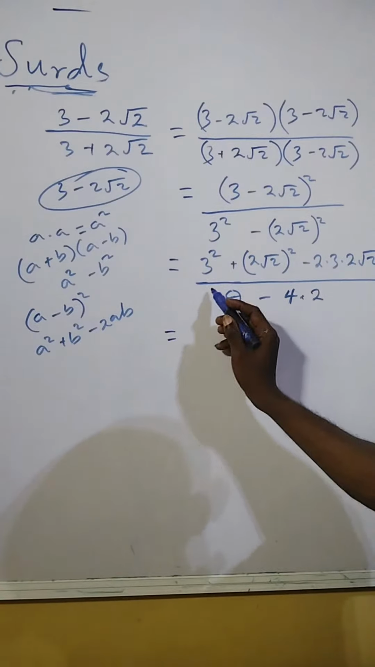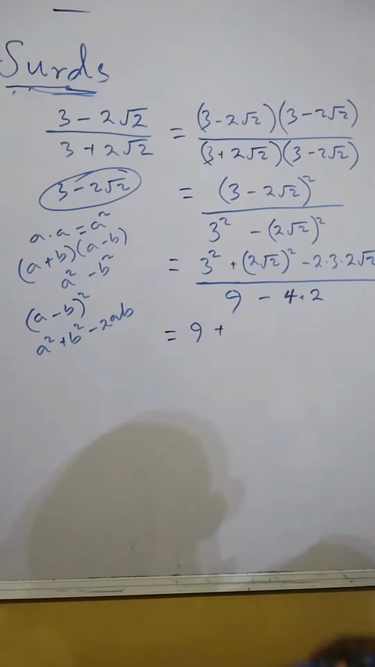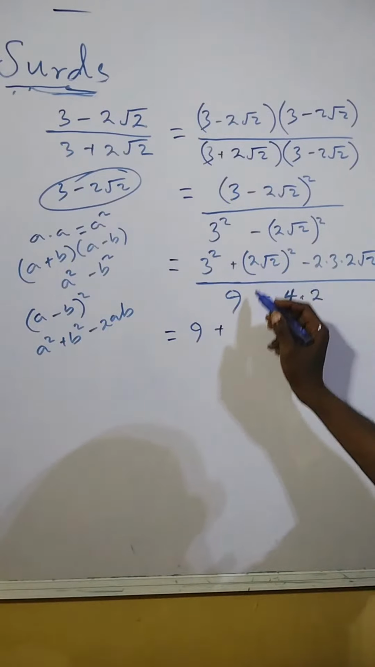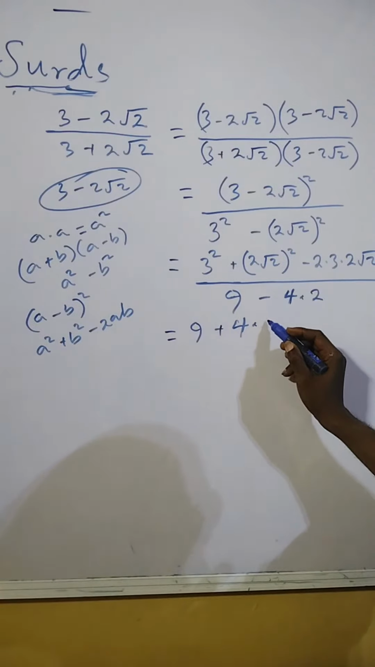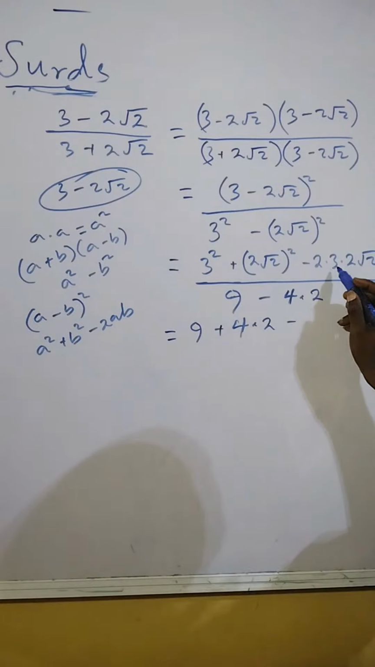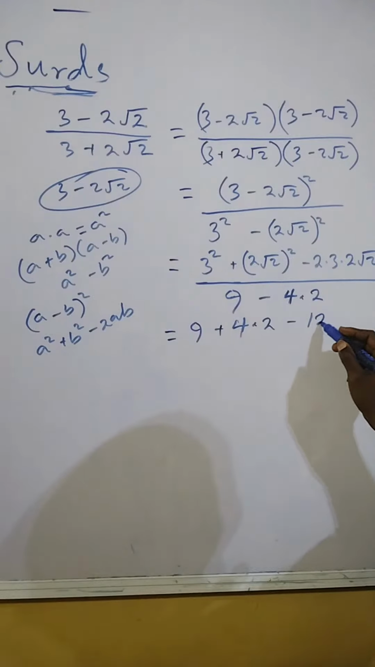Here we also have 3 squared, 9, plus. Also here, the square affects 2, that's 4. Then it also affects root 2. Root 2 squared, that's 2. Then minus 2 times 3 times 2. 2 times 3 is 6 times 2, that's 12. Then root 2.